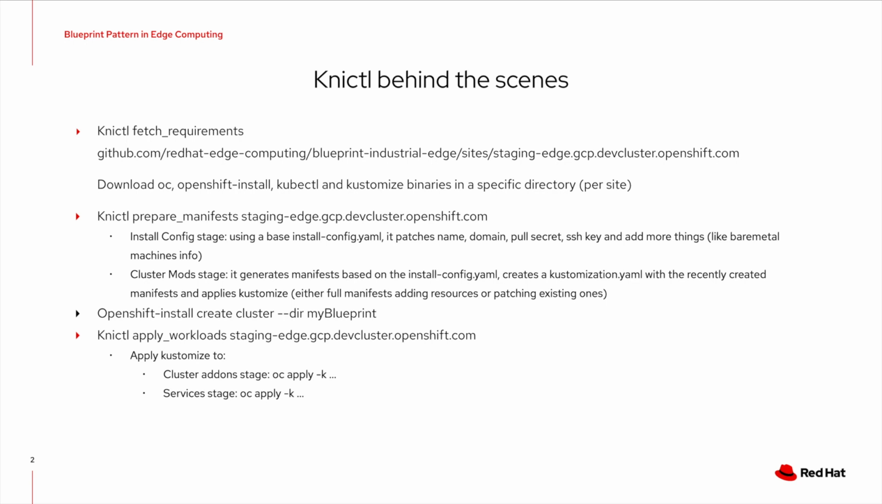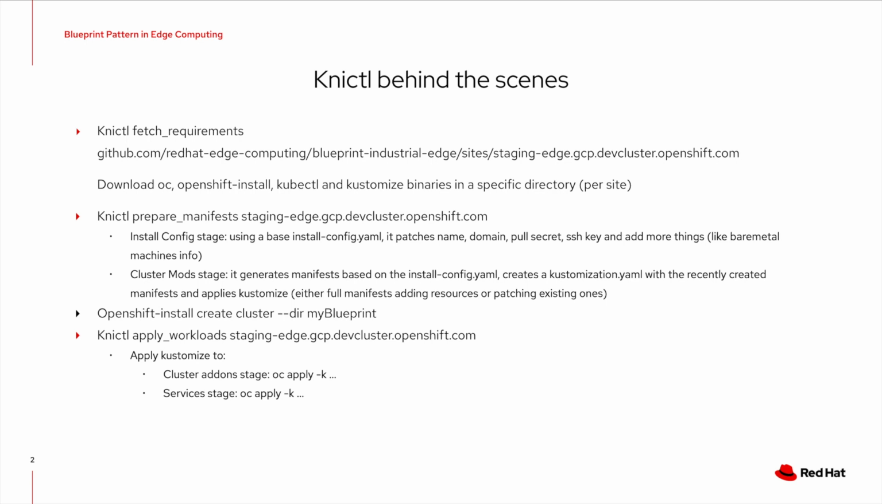In order to render the manifest downloaded by the first step, we have knictl prepare manifests command. It involves two stages. The first one involves the install config stage that, using a base install-config.yaml, will patch the name, domain, pull secret, SSH key, and add more things like bare metal machines information, regions in public clouds, etc.